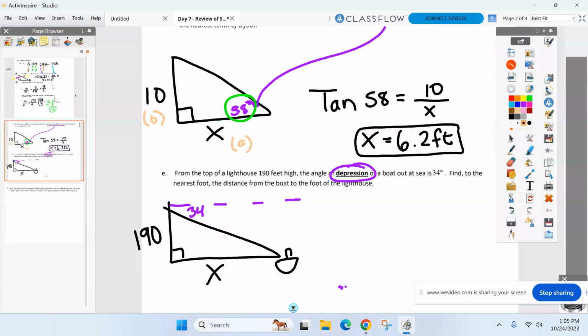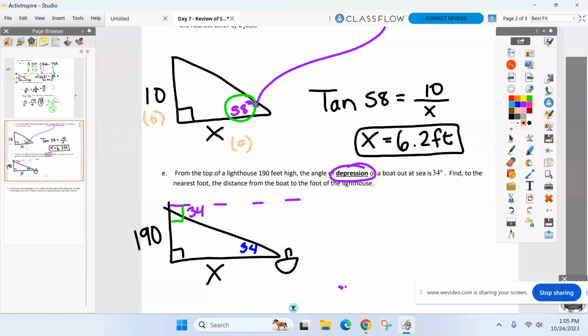I don't know if this is right, but wouldn't it be the opposite? Wouldn't it just be 34? If that's 34, this is going to be 34? Yeah, you are correct. Why would you do 90? Because remember, this is a vertical line and that's a horizontal line, so it forms a right angle there. So both those angles add to 90.